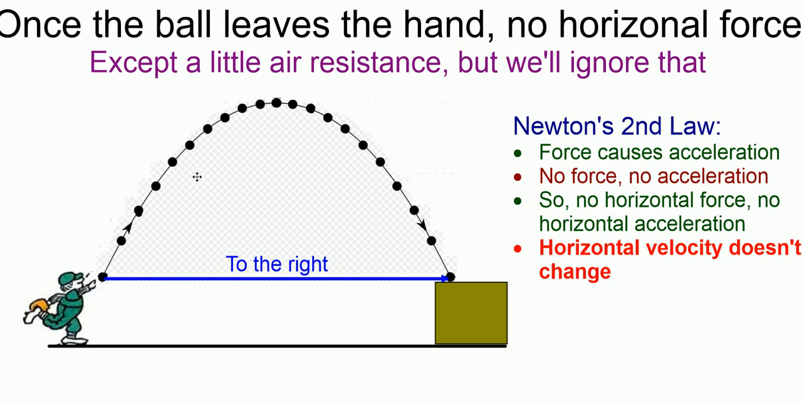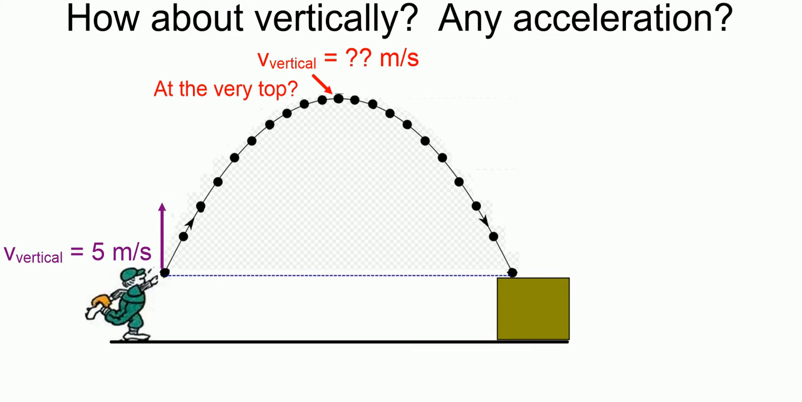Now, what did Newton's second law tell us about that situation? Well, first of all, Newton's second law said force causes acceleration. But another way we said we could word it was no force, no acceleration. So there's going to be no acceleration in this direction if we ignore air resistance. So horizontal velocity this way is not going to change at all. No acceleration. Horizontal velocity doesn't change. But that's not really what we're too concerned about here. We're more concerned here about vertical.